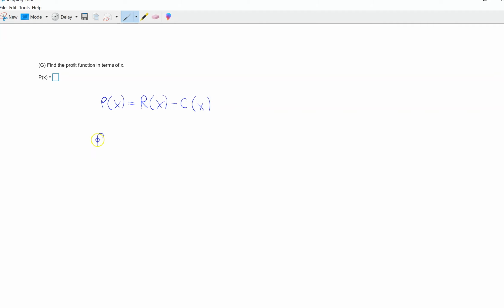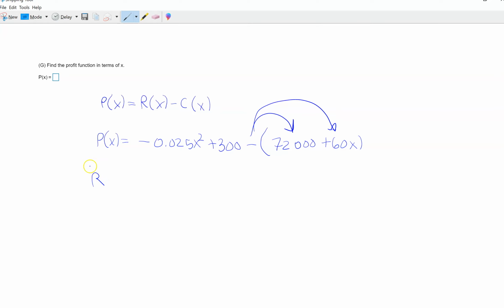So here, I'm just going to rewrite my revenue formula, which was negative 0.025 x squared plus 300 x. And then I'm subtracting my cost function, but since it's a binomial, I need to group the entire cost function in parentheses because I need to subtract both terms. So I'll go ahead and distribute that subtraction in there. And then we'll combine like terms, and that'll give us our simplified profit function. Here we go.